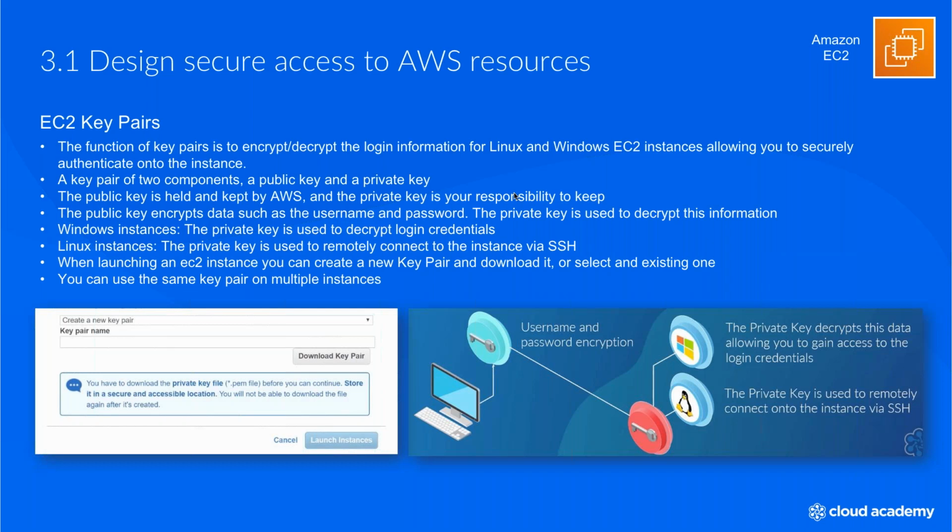When you create your key pair and when you create your EC2 instance, you have the option to download that key pair. So make sure you do that. Now, if you have a Windows instance, then the private key is actually used to decrypt the login credentials, such as the username and password, allowing you to enter that information into the Windows login page of the instance. However, when connecting to a Linux instance, the private key is used to decrypt your credentials via SSH. So although it's a very simple principle, understanding the key pairs and when you might need them and how to use them is essential.